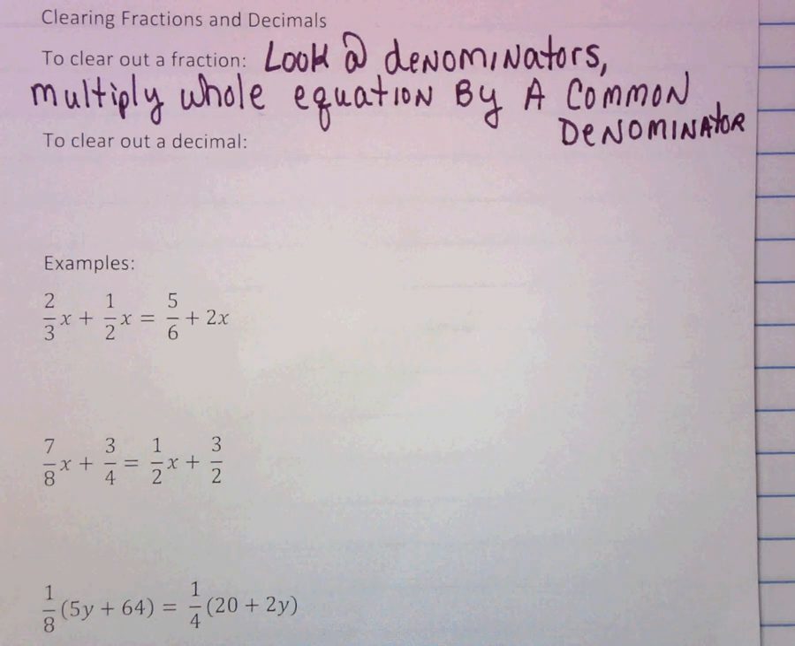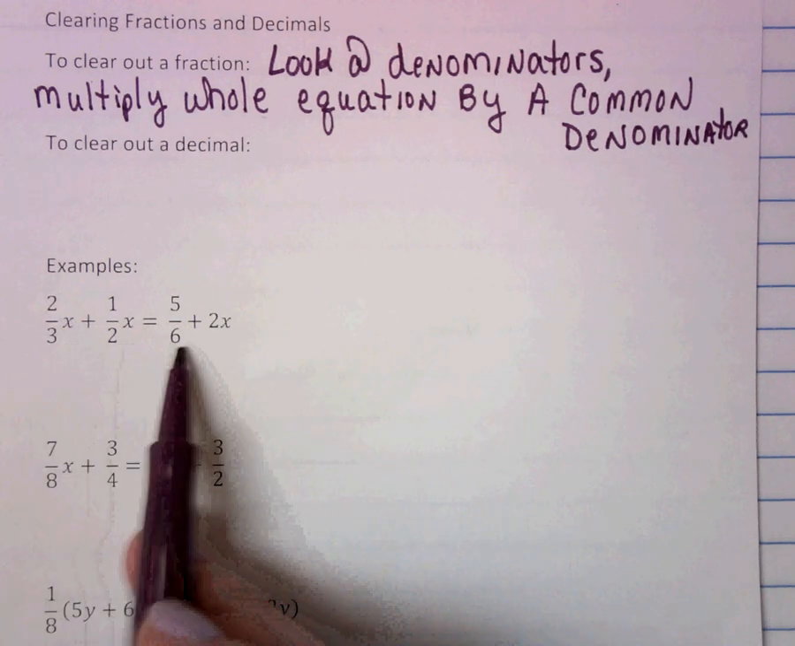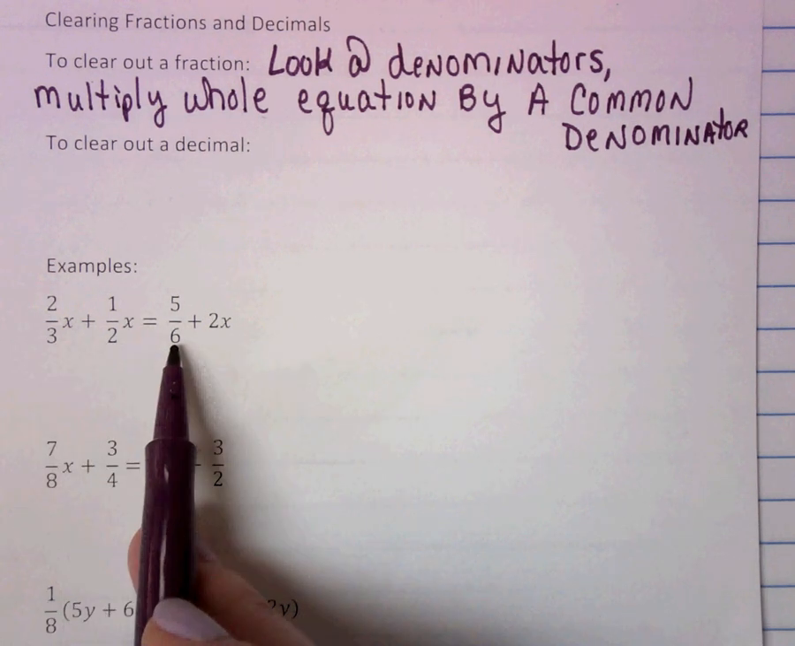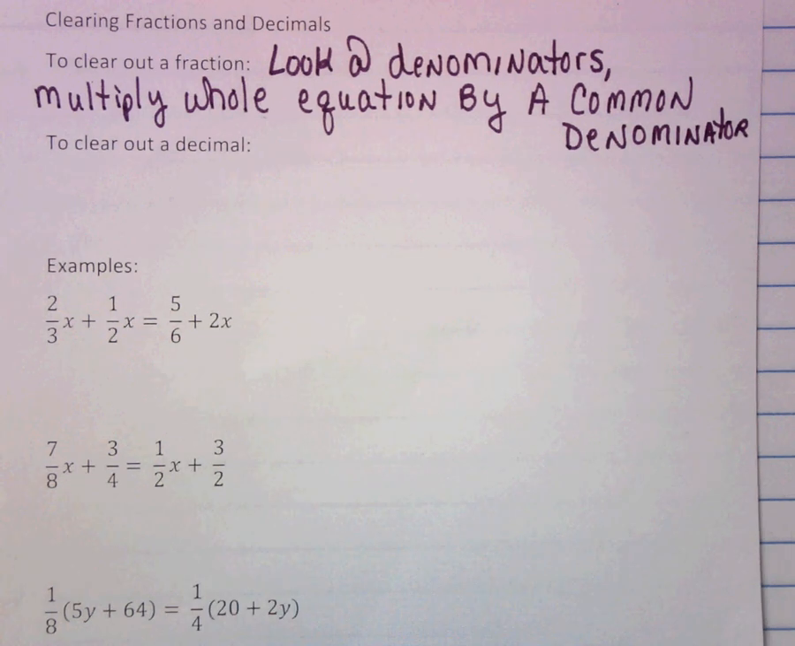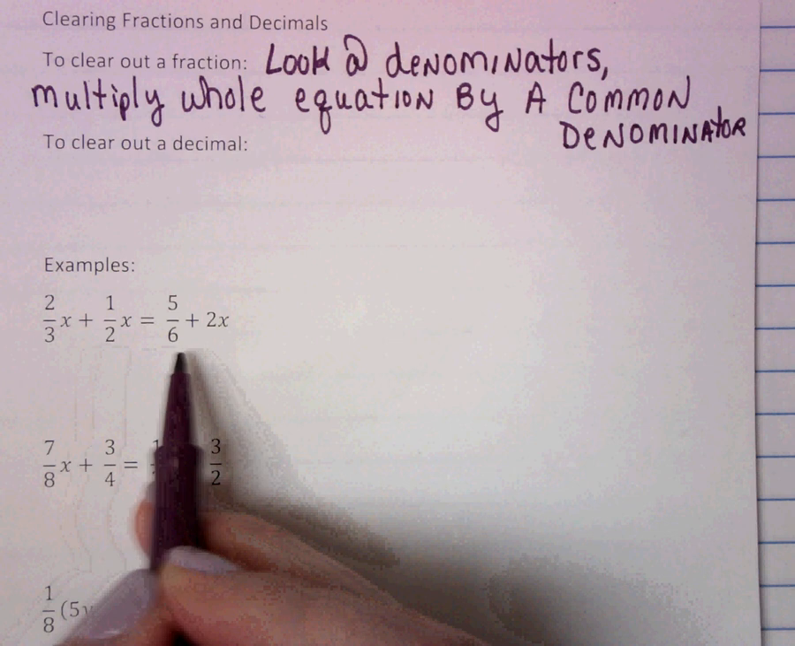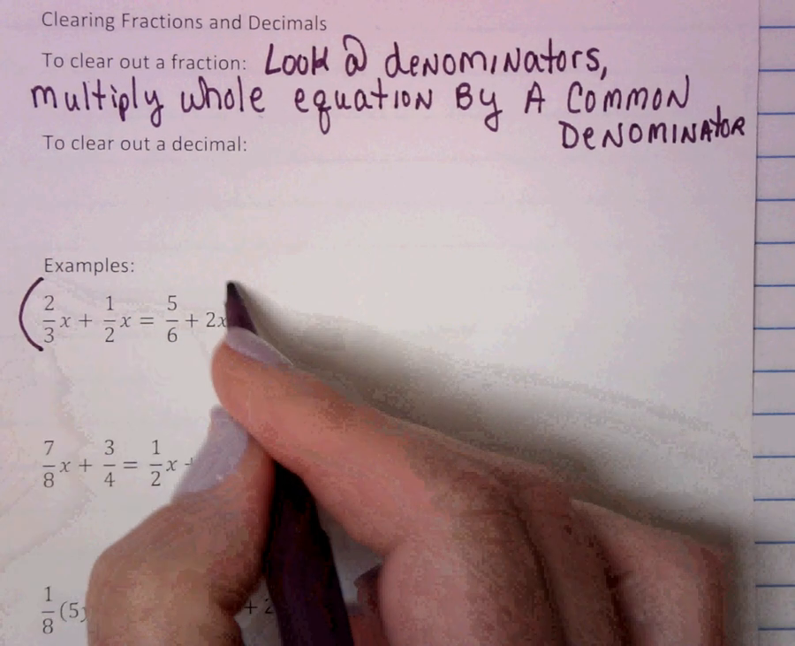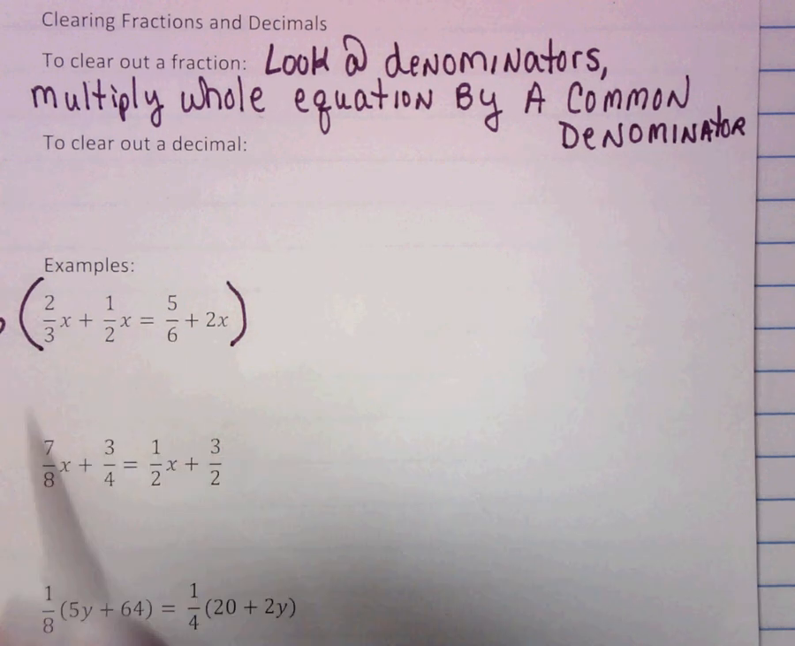So let's look at the first example. I'm going to look at all of my denominators. I have a 3, a 2, and a 6. The 2x doesn't matter. It's not a fraction. So my denominators are 3, 2, and 6. A common multiple or a common denominator here would be 6.